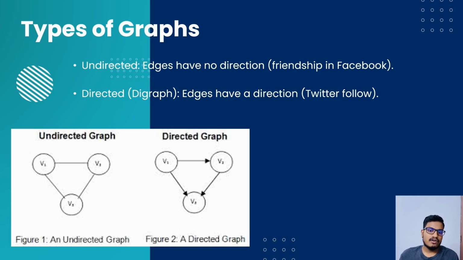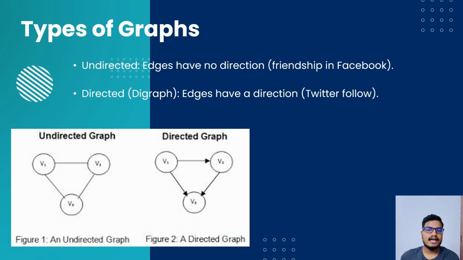Then directed graph, also called digraph. Here edges have a direction. A to B does not necessarily mean B to A. Twitter follows are a great example. You can follow someone without them following you back.